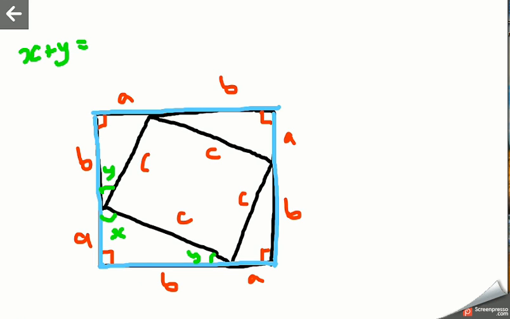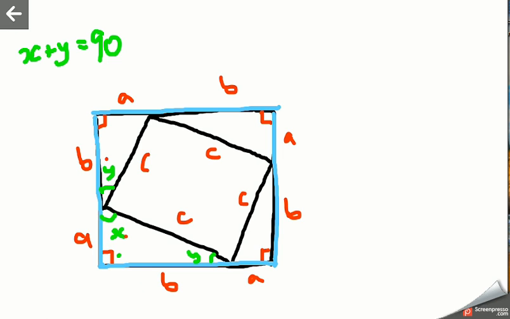Well, angles in a triangle add up to 180 degrees. This angle here is 90 degrees, and so 90 plus 90 equals 180, so we must have X plus Y is equal to 90. So angle X and angle Y, when you add them together, you get 90 degrees. So the sum of this angle here and this angle here is 90 degrees.